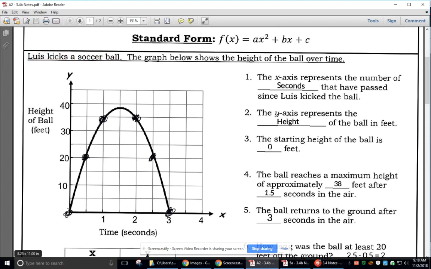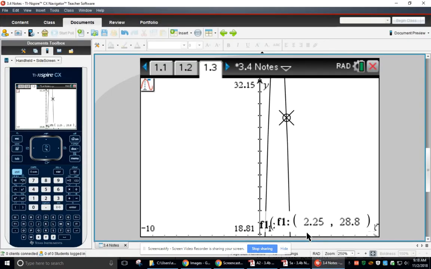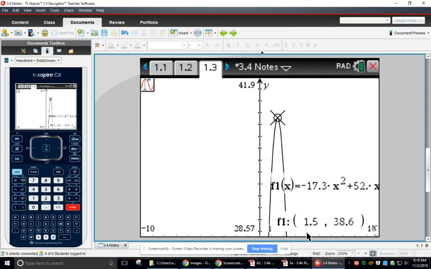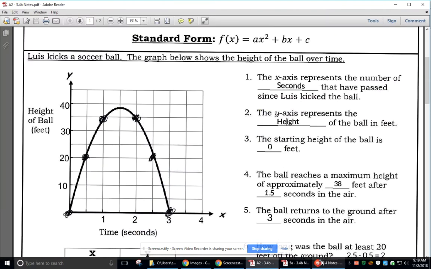So the starting ball, you kick it from the ground, so it's at 0, 0. The ball reaches a maximum height, so where's your vertex? I put about 38 feet after 1.5 seconds in the air. If you go back and you look at your function at 1.5, it says 38.6, so we did a pretty good job of rounding there. And then the ball returns to the ground after 3 seconds in the air. Yeah, that's where it hit 0 again.